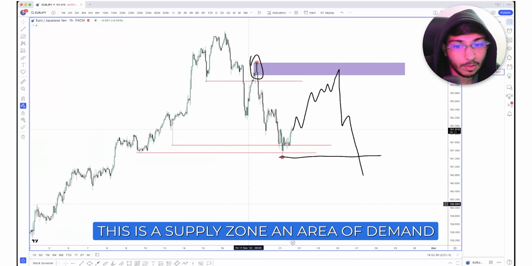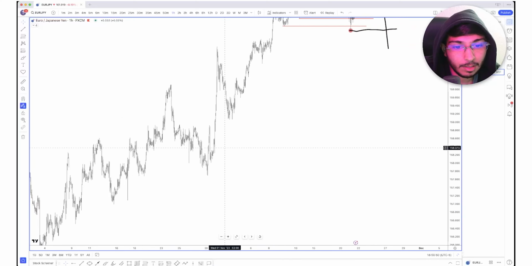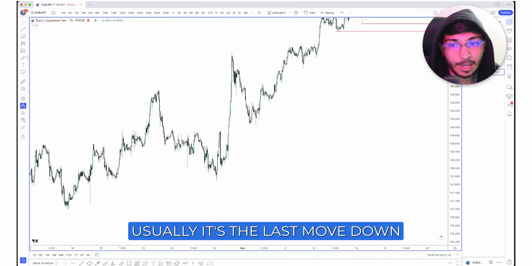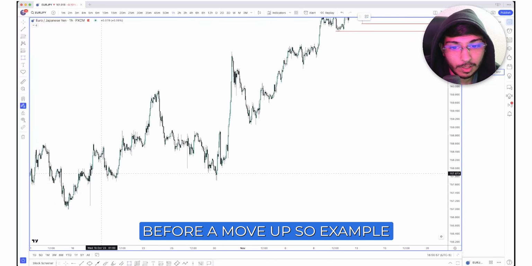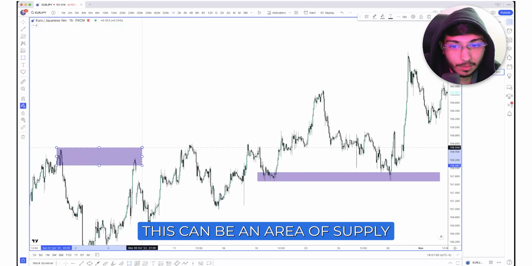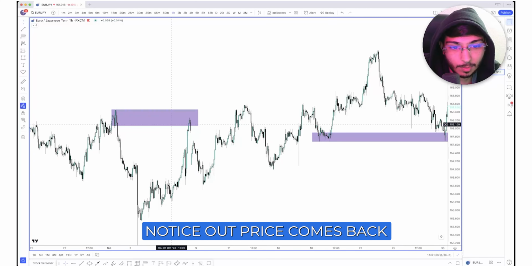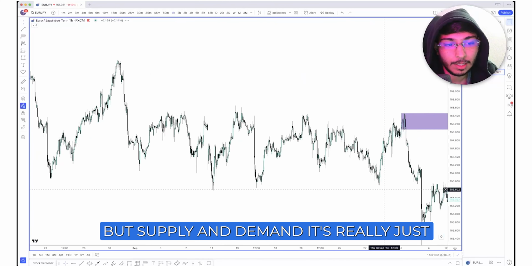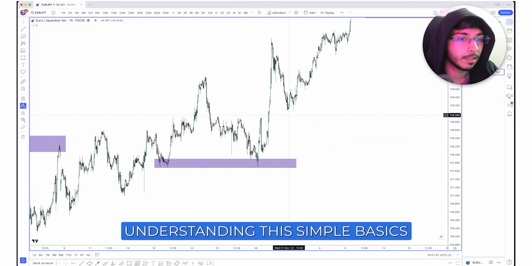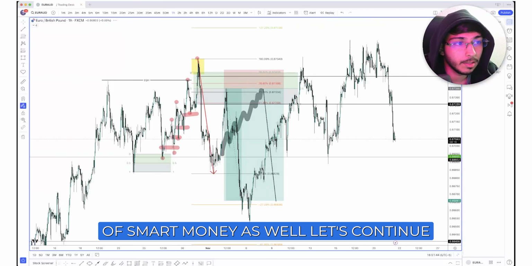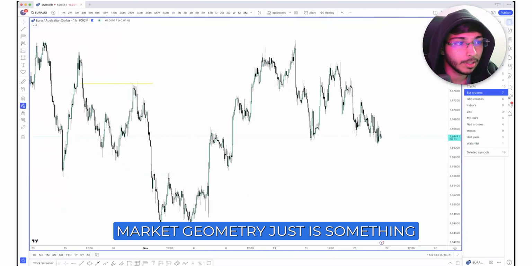This is a supply zone. An area of demand is very simple as well. Usually it's the last move down before a move up. So example, this could be an area of demand. This could be an area of supply. Notice how price comes back and you were able to catch a quality amount of pips off of the zone. But supply and demand, it's really just understanding simple basics of smart money as well. Let's continue.